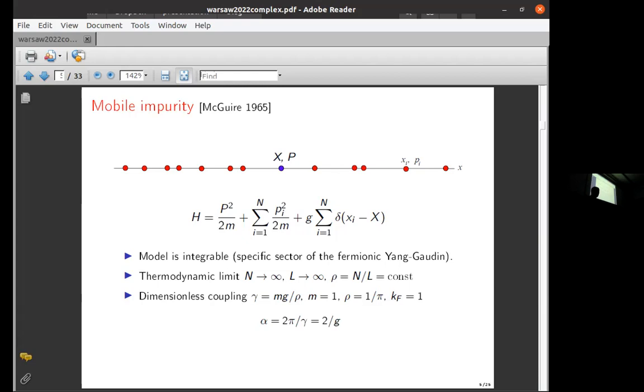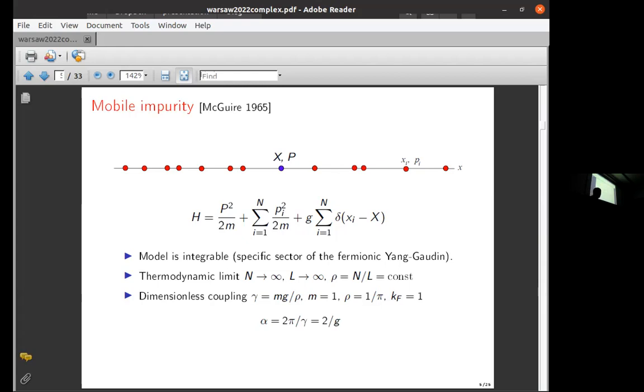All right, so I have this model, and I want to solve it in the thermodynamic limit, in which both system size and number of host particles tend to infinity, such that the ratio is fixed. For simplicity here, I also assume periodic boundary conditions, which doesn't really reflect the experimental setup that has open boundary conditions, but we believe that in the thermodynamic limit it doesn't matter.